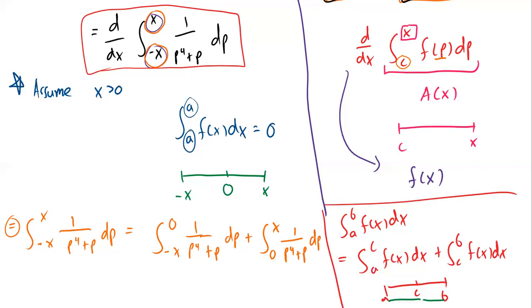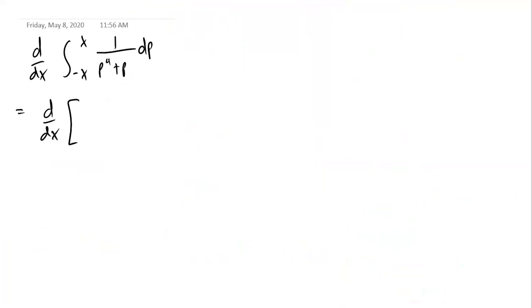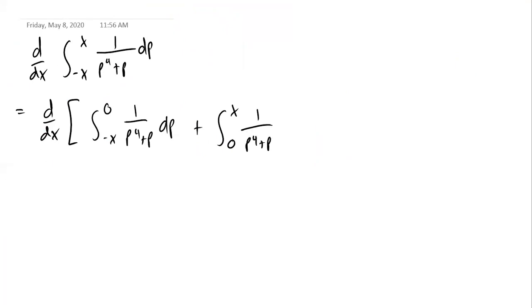Okay, so that's the first part. That's the first part you have to be comfortable with. So that's just explaining the hint. So let me go to another page. So what does this mean for us? Well, we rewrote the derivative of this expression. So we have the integral from negative x to x of 1 over p to the 4th plus p dp. We know now that we can rewrite this as the derivative of the split version, where we split this. So negative x to 0, 1 over p to the 4th plus p dp, plus the integral from 0 to x, 1 over p to the 4th plus p dp.